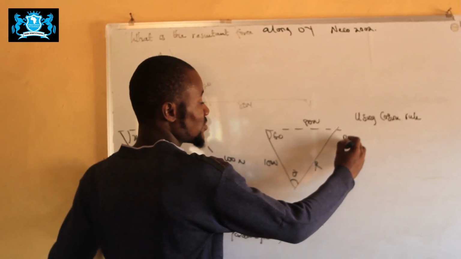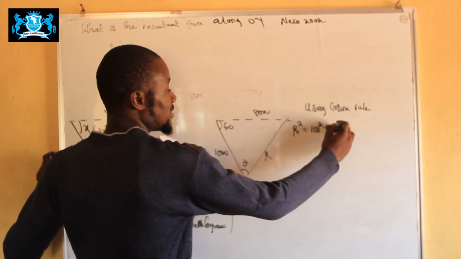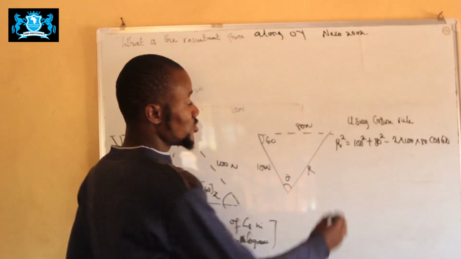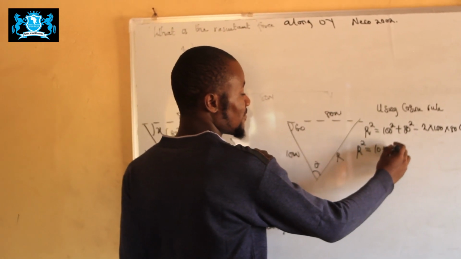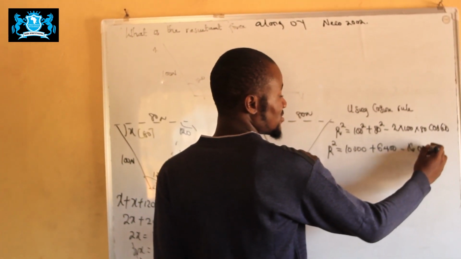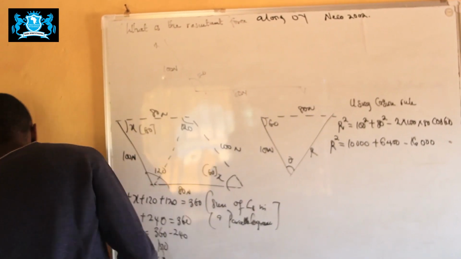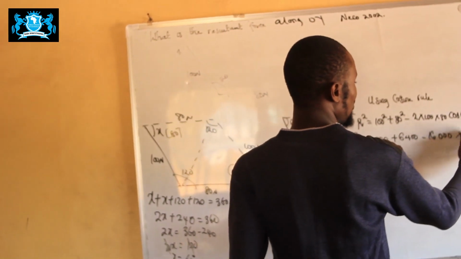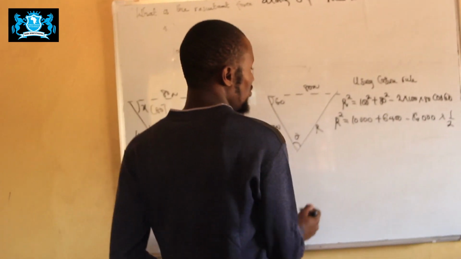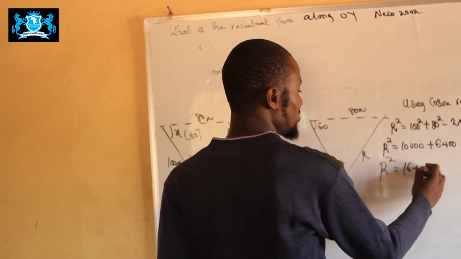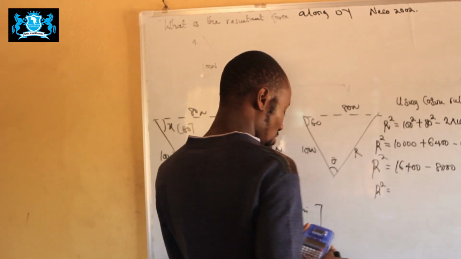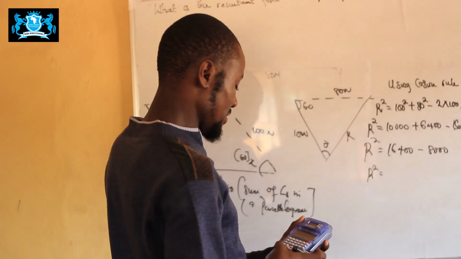And the cosine rule says that R square equals 100 square plus 80 square minus 2 times 100 times 80 times cos 60. So R square equals 100 square is 10,000 plus 6,400 minus 2 times 100 times 80 is 16,000 times cos 60. With your calculator, it gives you 0.5. We take cos 60 from trigonometry special angles as 1 over 2. So you have R square equals 16,400 minus 8,000.